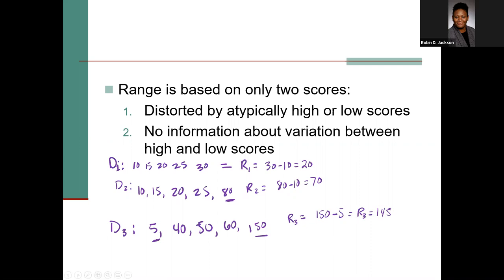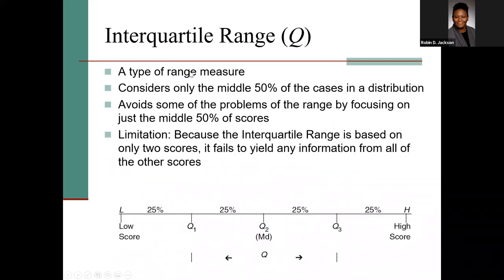So when that happens, one of the ways that we deal with that is to look at interquartile range. This is one of those instances where it's better to use a different type of range, when you have really high scores or really low scores in a distribution. All right, so interquartile range, that's what we're dealing with here.